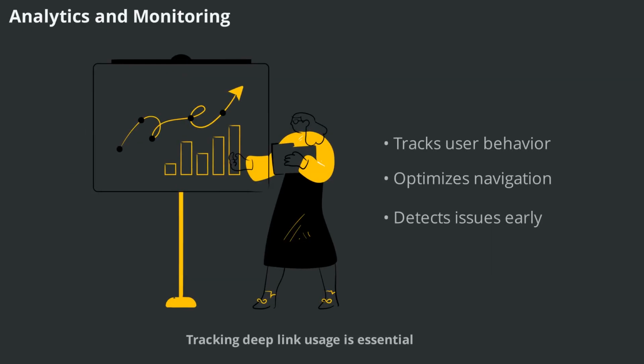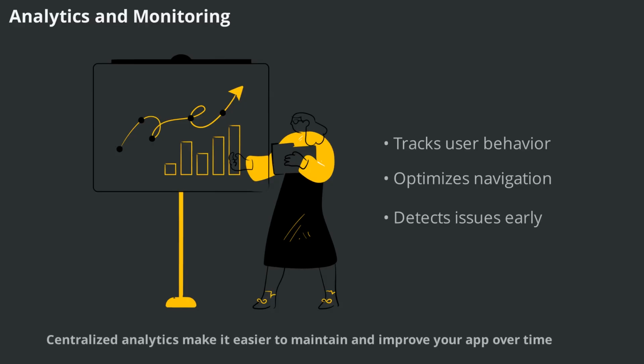Tracking deep link usage is essential for understanding user behavior and diagnosing issues. By integrating analytics and monitoring into your routing pipeline, you can collect valuable data on how users interact with your app. This information helps you optimize navigation flows, identify popular features, and detect problems early. Centralized analytics make it easier to maintain and improve your app over time.